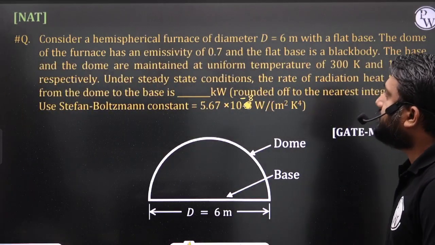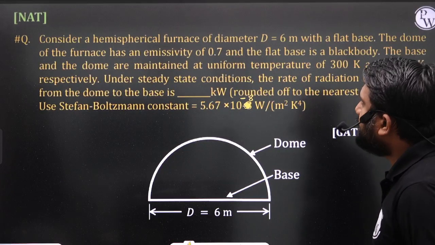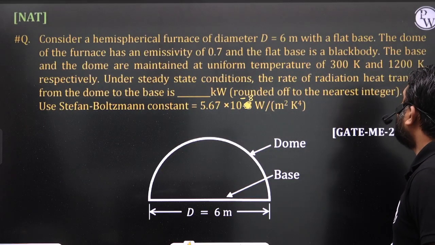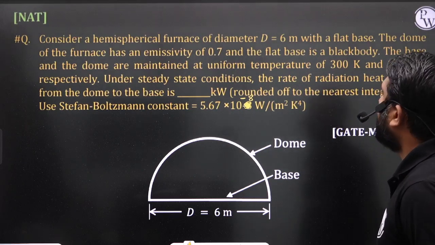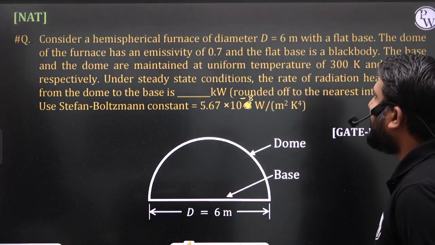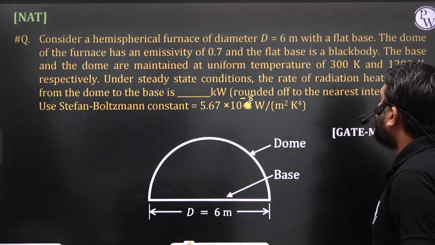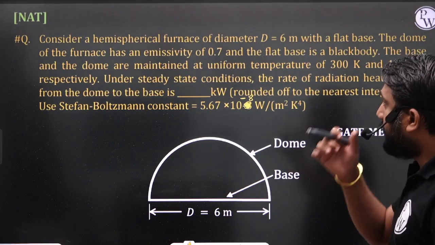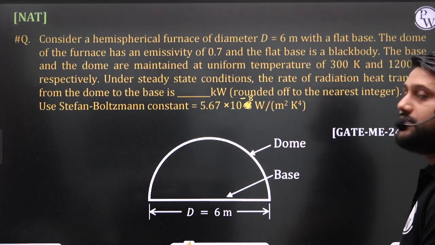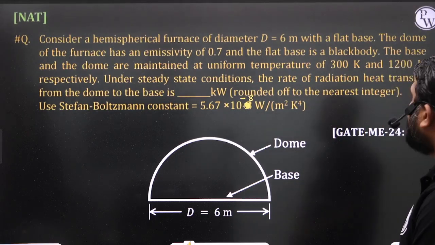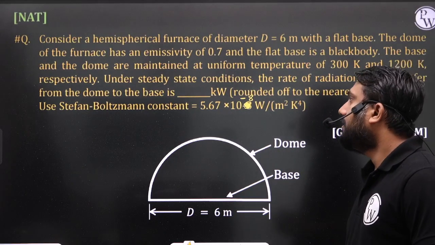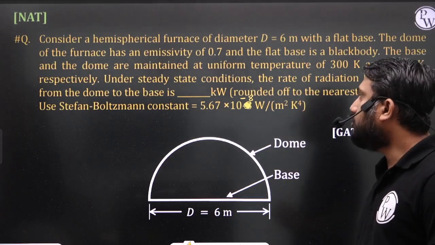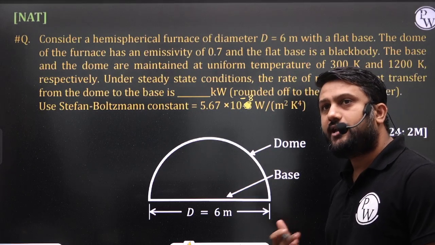Now see this question. Consider a hemispherical furnace of diameter d equal to 6 meter with a flat base. The dome of the furnace has an emissivity of 0.7 and the flat base is a black body. The base and the dome are maintained at uniform temperatures of 300 Kelvin and 1200 Kelvin respectively. Under steady state condition, the rate of radiation heat transfer from the dome to the base is in kilowatt.